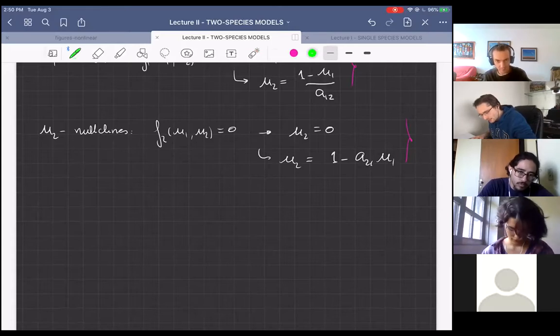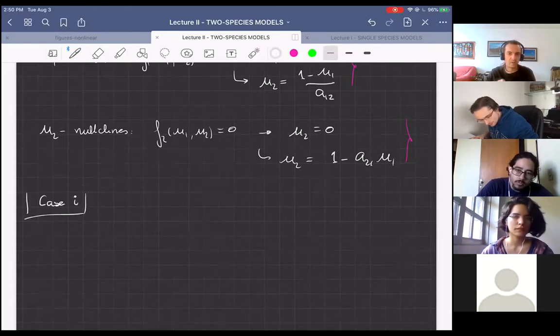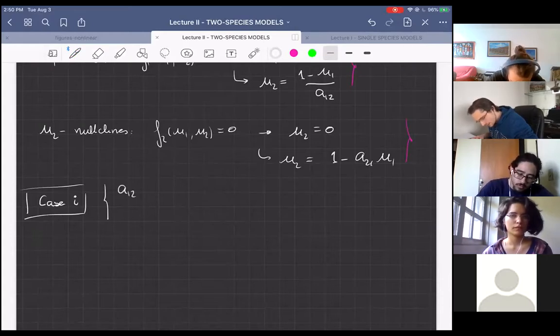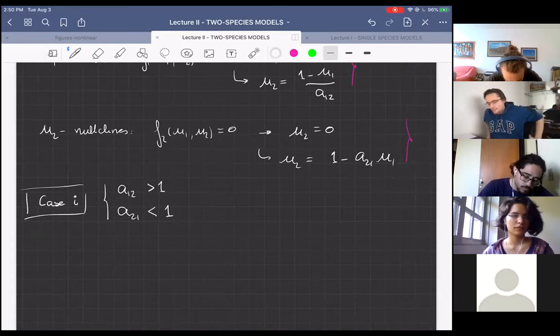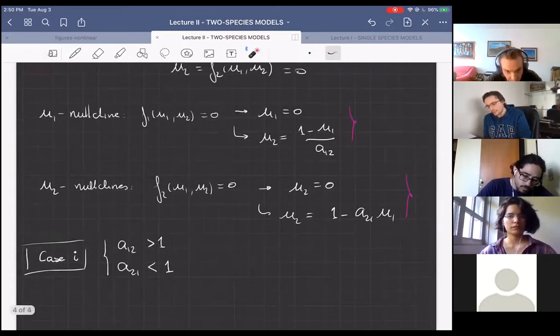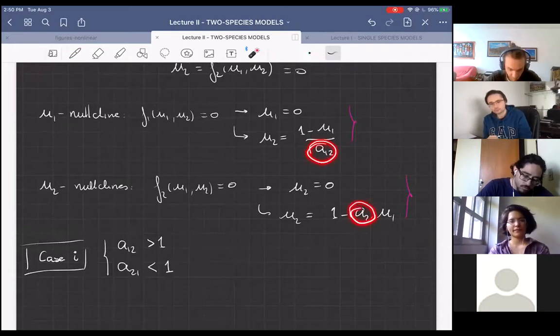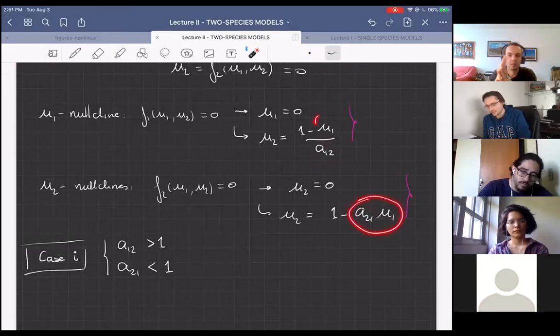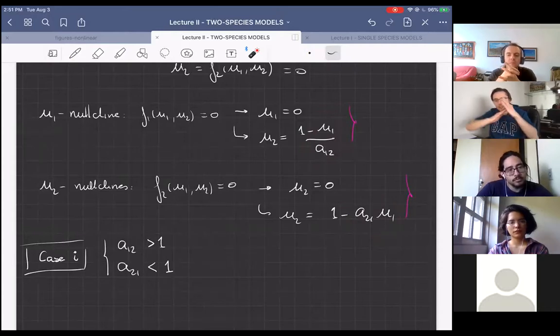So the first case that we are going to study, and I'm going to call it case 1, is the case when A12 is bigger than 1 and A21 is smaller than 1. So you can probably already see that the key role of these parameters is basically that they are giving me the slope of these lines, of these nullclines. So somehow, depending on the slope of these nullclines, I'm going to play around with the crossing points, basically.